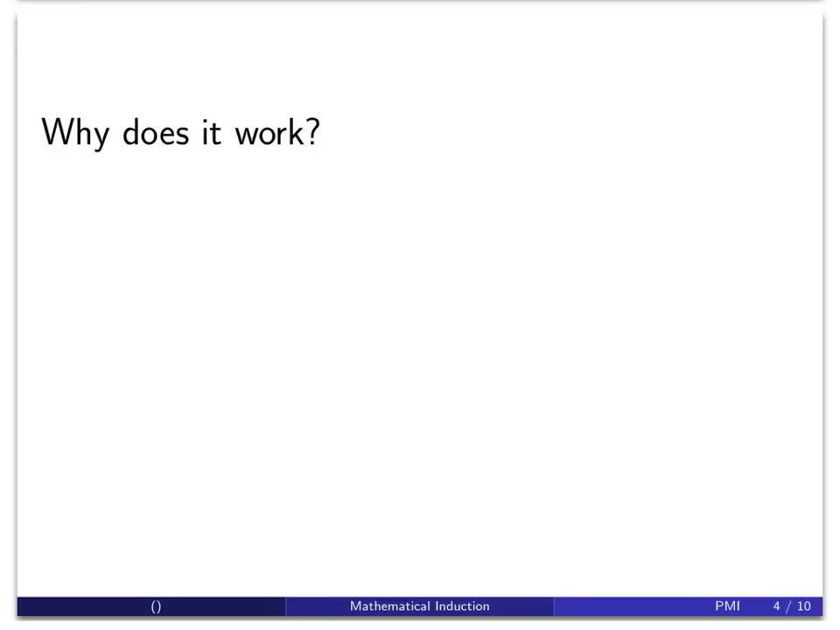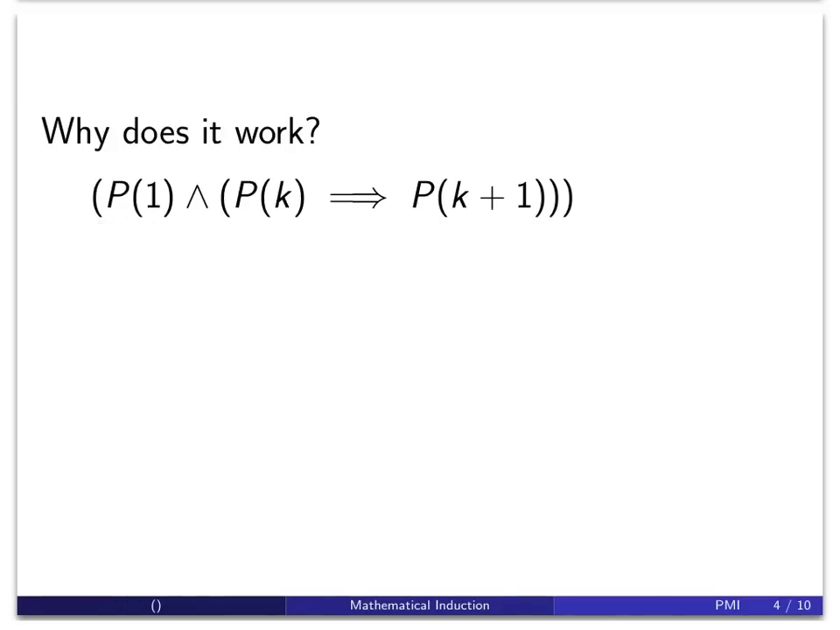Well, why does it work? Remember that we said we have to show that P of 1 is true. And then we're also going to show that P of k implies P of k plus 1. So this is all one statement. Well, if P of 1 is true, I can substitute 1 in for k here. That would say that P of 1 being true means that P of 1 plus 1 is true. So these two statements together, P of 1 being true, and whenever P of k is true, P of k plus 1 is true, would tell me that P of 2 is true.